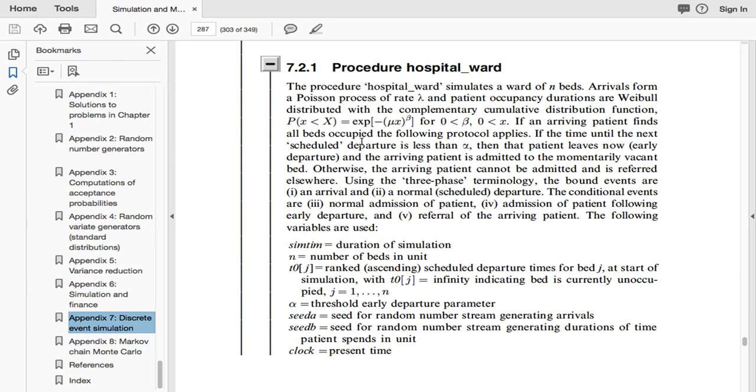And we can see much of this in the code. For example, we have different conditions that will apply if the clock is at a certain value, where we'll have the arrival of a customer, the departure of a customer, or we'll also have some conditional states if some of those conditions are true for the admission of a patient following an early departure, or the referral of an arriving patient.